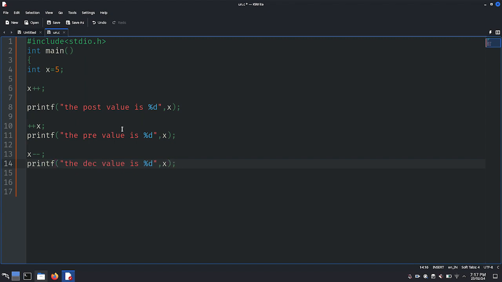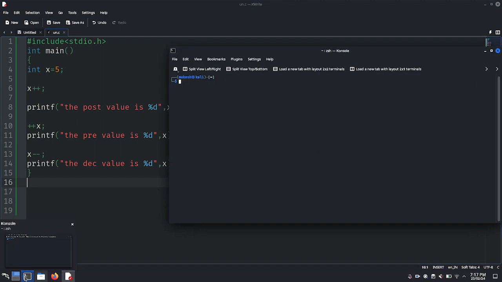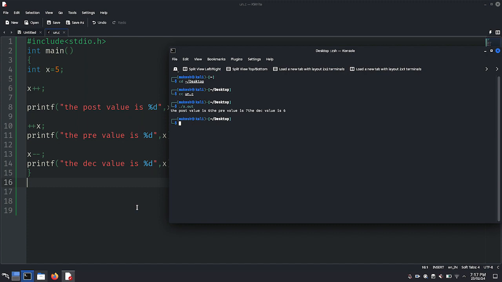Put the semicolon, then compile and run it: gcc, then ./a.out. The post value is 6. The pre value is 7. And the declared value is 6.